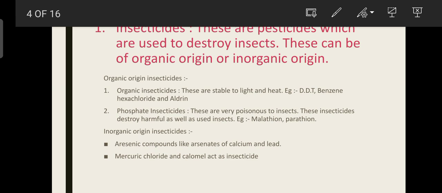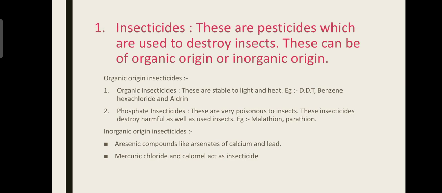Number 1 insecticides. What are the insecticides? These are pesticides which are used to destroy insects. These can be of organic origin or inorganic origin. Organic origin insecticides are of two categories. Number 1 organochlorine insecticides. These are stable to light and heat. Examples: DDT, benzene hexachloride and aldrin.